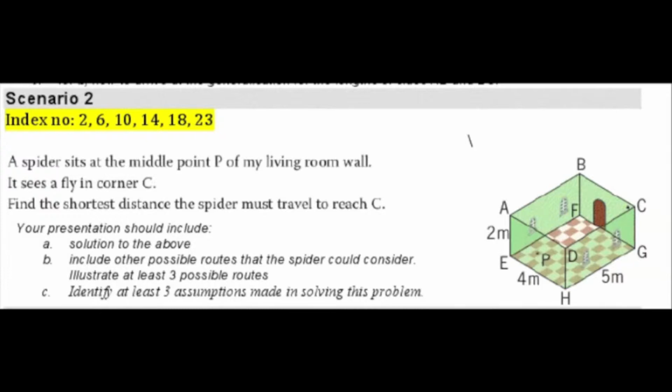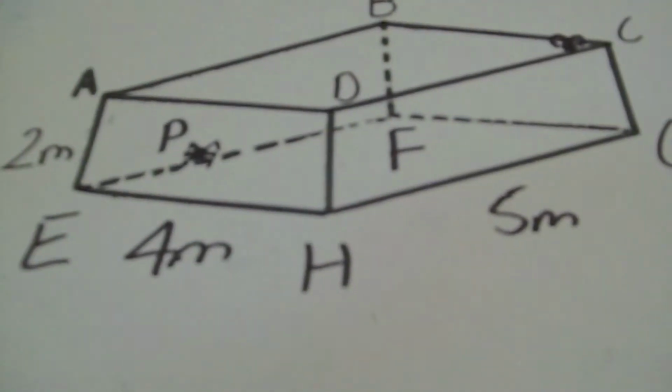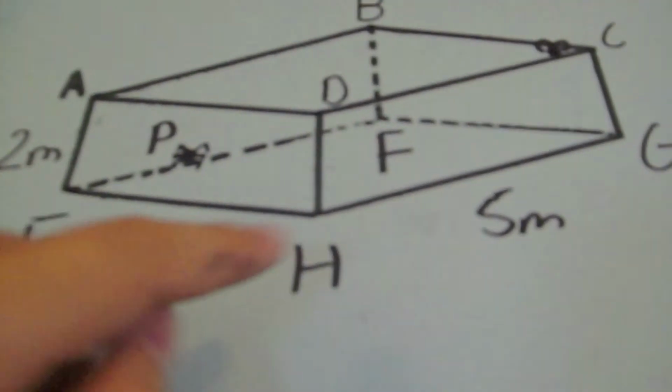A spider sits at the middle point P of my living room wall. It sees a flying corner C. Find the shortest distance the spider must travel to reach C. Alright, I'll do this on a piece of paper so it's much easier for you to understand and you can see my workings as well. Alright, so here's the diagram.